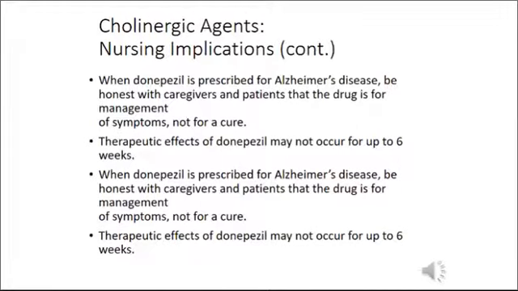Some more nursing implications, and all this is in your text too. But remember, in your teaching, when you're taking donepezil or Aricept for Alzheimer's, that it is not a cure. It can help them, but it takes up to 6 weeks to reach therapeutic levels to have some sort of effect on improving some of the memory.